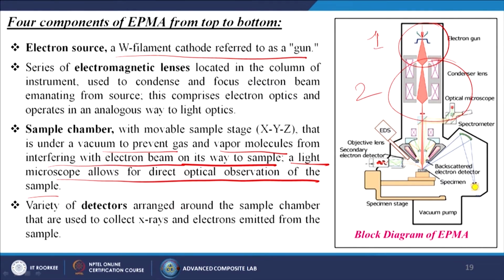Then a variety of detectors are arranged around the sample chamber that are used to collect X-rays and electrons emitted from the sample itself. So, we have the secondary electron detector, we have the backscattered electron detector, and this zone is number 3, and these detectors are known as number 4.